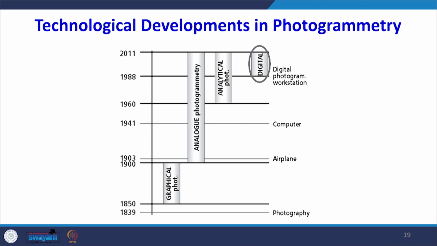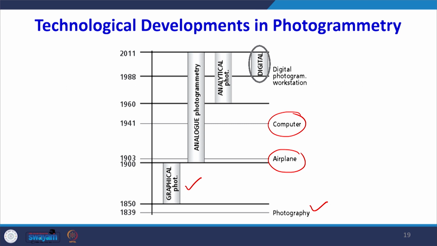If we look at the technological development in photogrammetry, how it has developed over a period of time: earlier it was simple photography taken with a normal camera, and then graphical photographs came. Then the aeroplane was used as a base platform to capture the images. Later on in 1941 the use of computers came, and we switched over from the manual method to the analog photogrammetric method, where we could create a 3D model from the stereo images, but still the plotting, the preparing of the maps was manual.